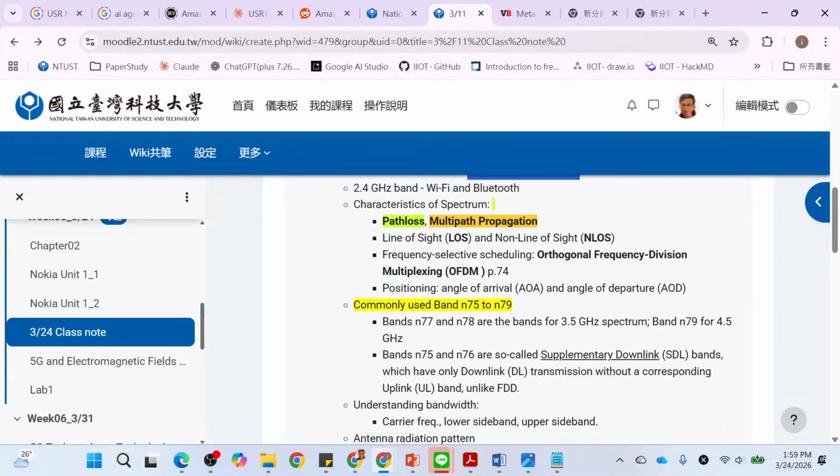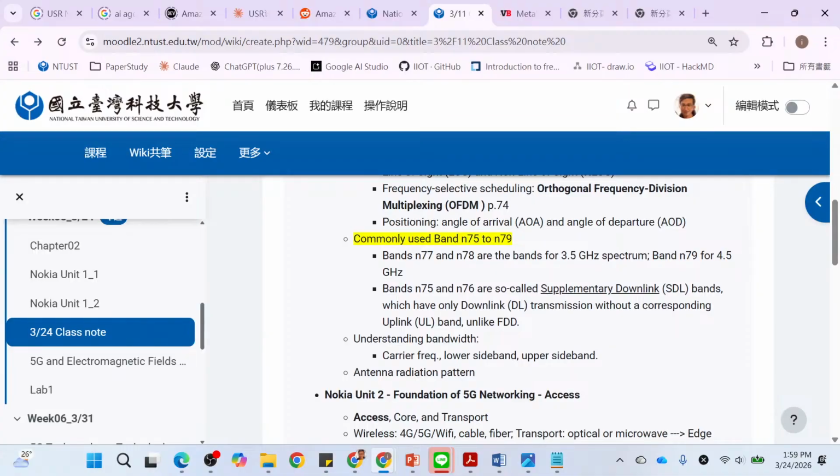Okay, and the common use band, this is important. The band 75 to 79. Usually for our cell phone, we use N77 and N79. I know it's not very meaningful to you, but once you are going to construct a network, probably you have to know what it is. Like the band 75 and 76 are so-called supplementary download bands.